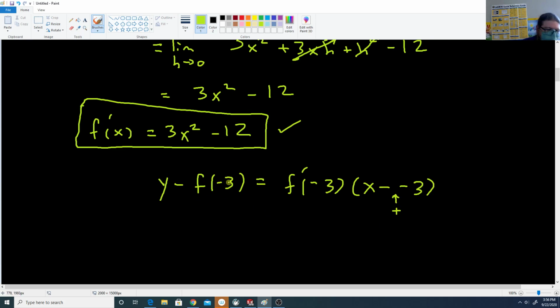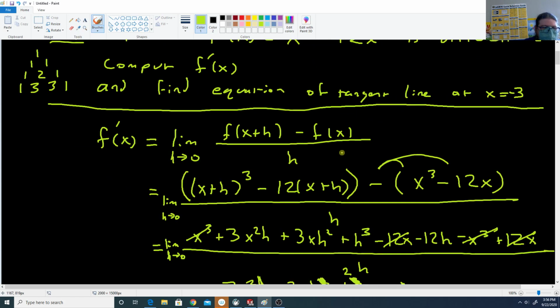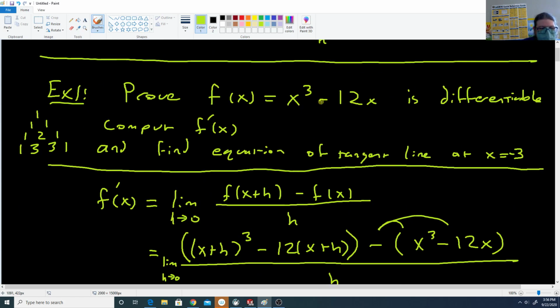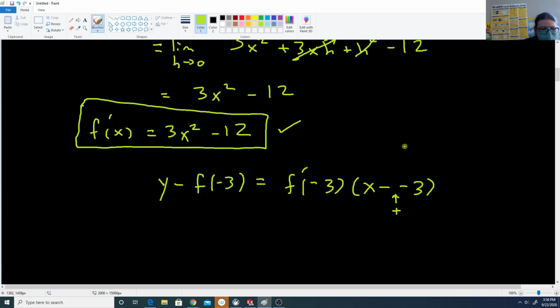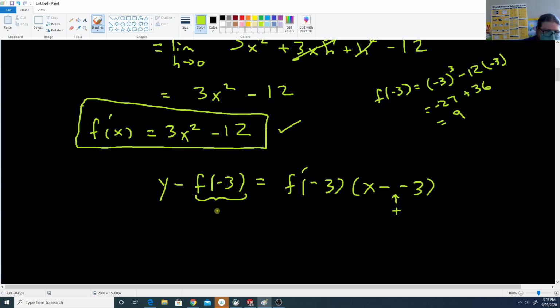f of negative 3, okay, let's figure that out. That's something cubed minus 12 times something, so f of negative 3 would equal negative 3 cubed minus 12 times negative 3. Negative 3 cubed is negative 27. Negative 12 times negative 3 is positive 36. So I believe that equals 9. So f of negative 3 should be a 9.